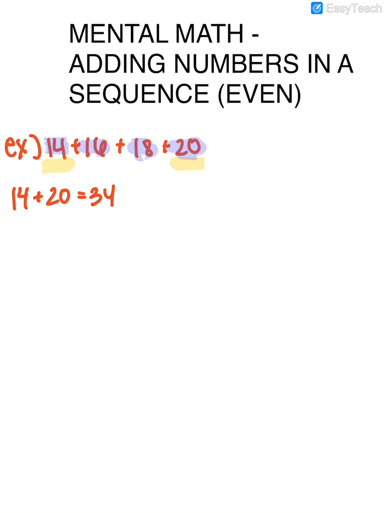The amount of numbers in the sequence, 4, divided by 2, so you just half it, and we know that 4 divided by 2 is 2. Then you take the sum of the first and last number, which was 34, and you multiply it by half of the number of numbers in the sequence. There were 4 numbers in the sequence, half of that is 2, and you're multiplying by that, so 34 times 2, which is 68. So the sum of all of these numbers is 68.